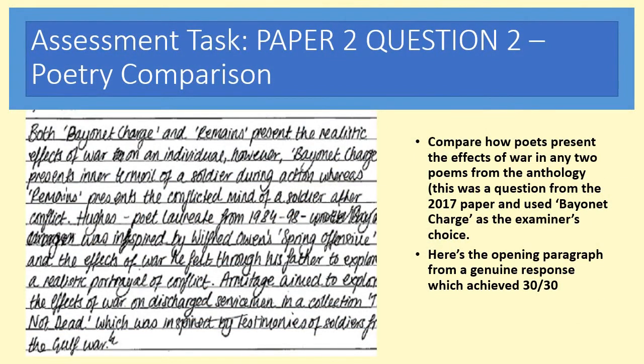Task 2, Paper 2, Question 2, a poetry comparison. So we're going to take a question that was used in 2017: compare how poets present the effects of war. In the original exam, Bayonet Charge was the examiner's choice, and then you had to pick another poem to compare with it. In this case, I'm saying you can pick any 2 poems you like. You can pick Bayonet Charge if you want, that's absolutely fine, as one of your 2. But if you don't want to pick it, if you're not familiar with it, then pick any 2 poems of your choice. Now, what we see here is Bayonet Charge and Remains.